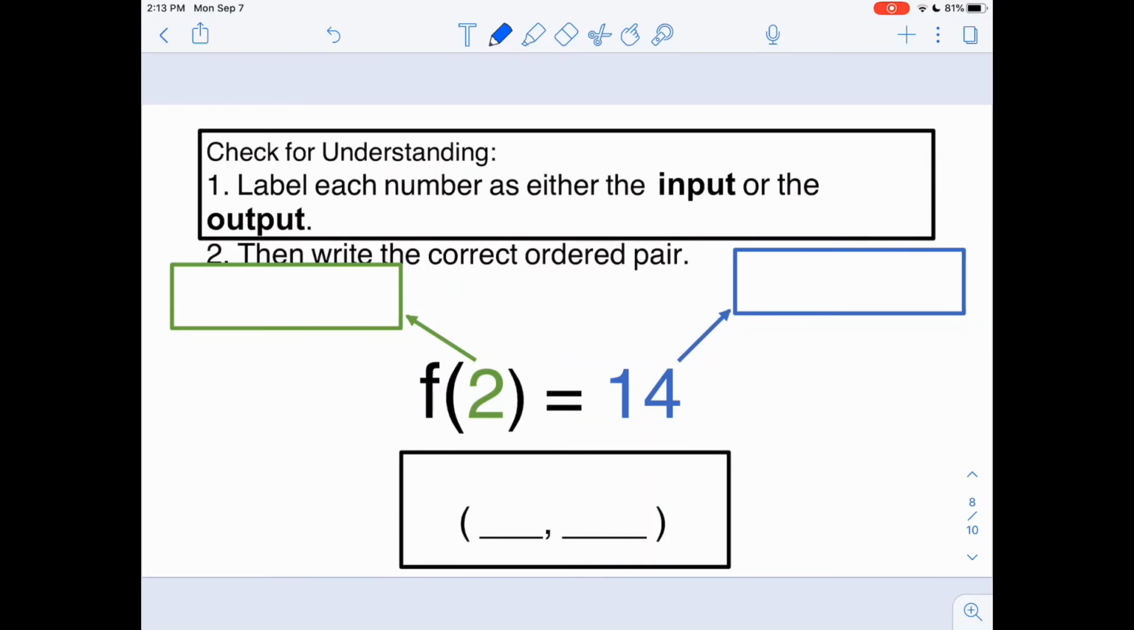Let's check for understanding. Label each number as either the input or the output. Then write the correct ordered pair. I'll give you 90 seconds. We should have labeled the 2 as the input and the 14 as the output, which means our ordered pair would have looked like (2, 14).